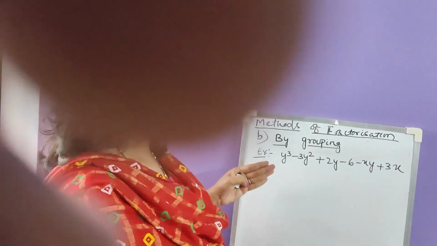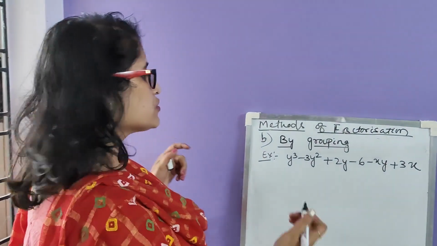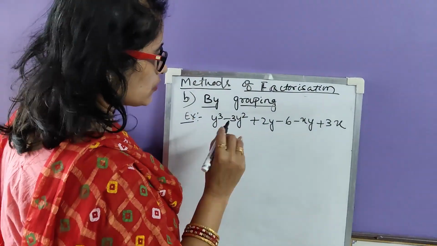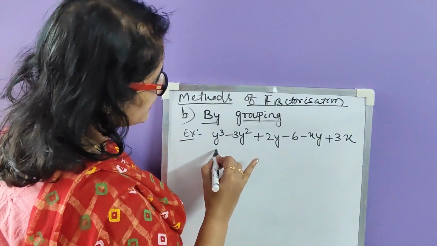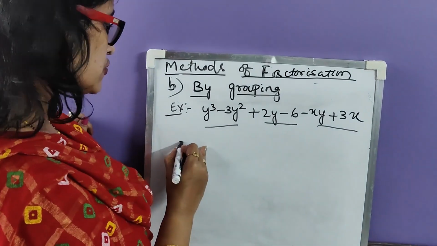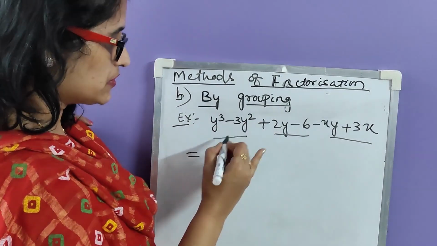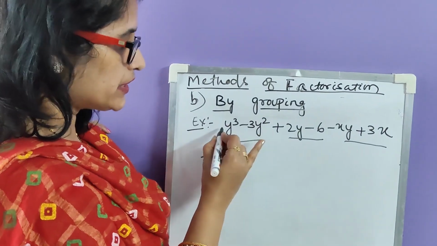So now let's do the same method by taking another example. So let's take this example. So how many terms? 1, 2, 3, 4, 5, 6. I will take the first 2 terms, then the second 2 terms, then the third 2 terms. So what I will do? I will find a common factor between these 2 terms. So y square is here and y square is here also. But 3 is not here.